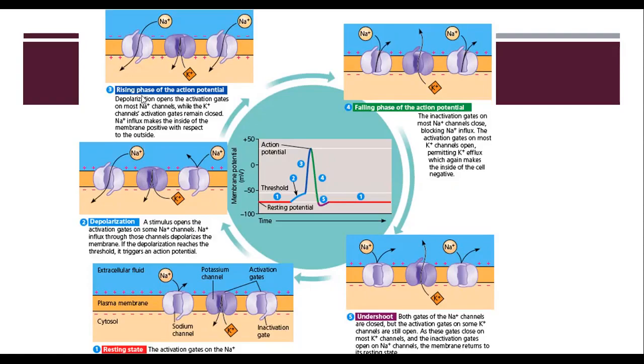Then the third step is the rising phase of the action potential. Here, depolarization opens the activation gates of most of the sodium channels, while the potassium channel activation gates remain closed. Sodium influx makes the inside of the membrane positive with respect to the outside. As you can see here, the activation gates open and sodium influx happens. Initially some of the sodium channels open, and eventually the activation gates of all sodium channels open, so the action potential occurs.